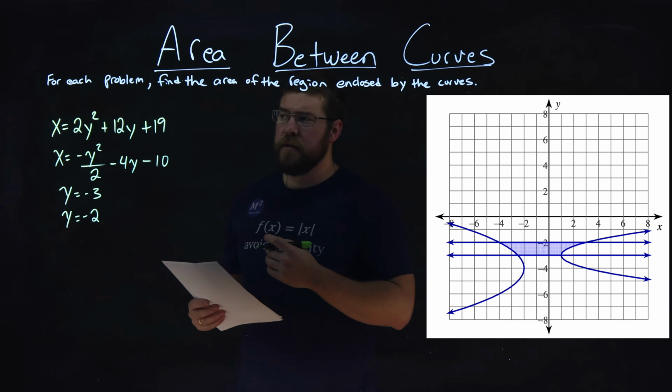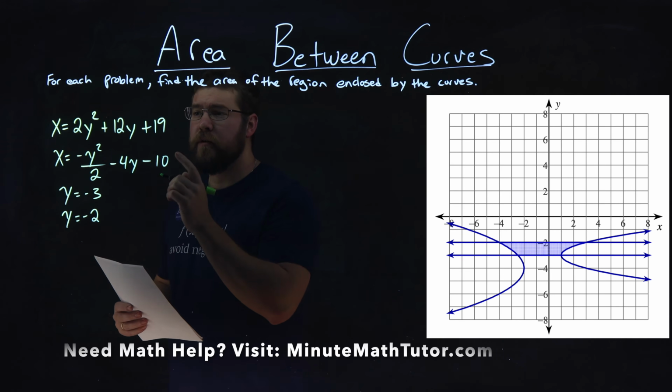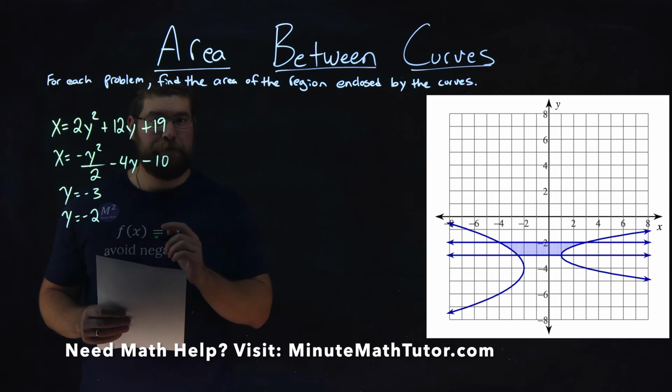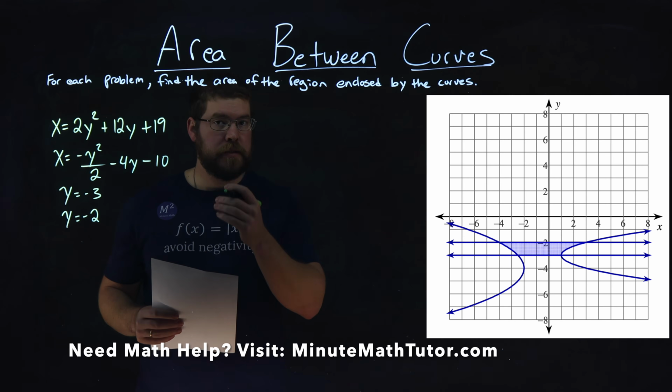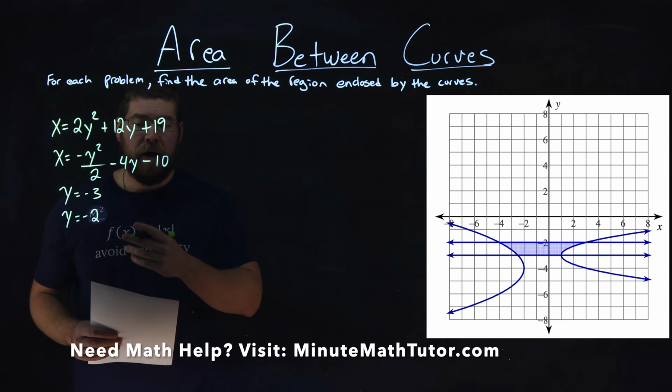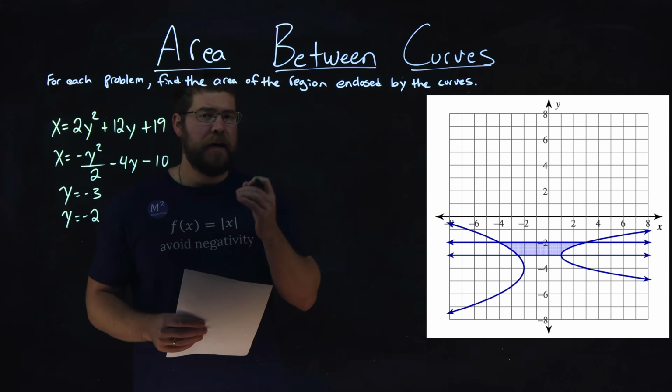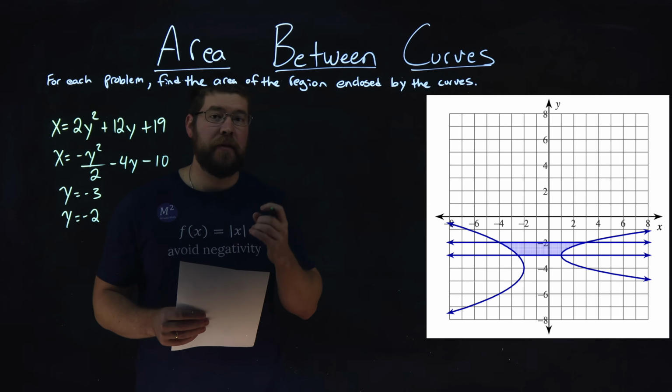We're given these functions here. X equals 2y squared plus 12y plus 19. X equals negative y squared over 2 minus 4y minus 10. Y equals negative 3 and y equals negative 2. And we have to find the area between these curves.